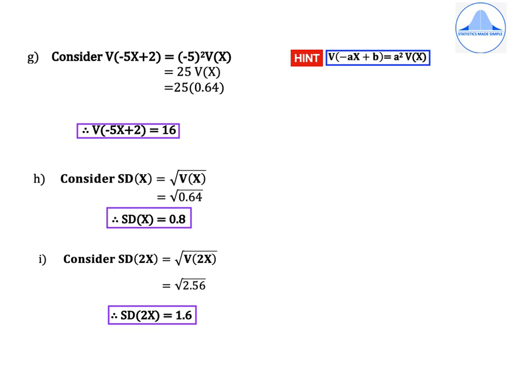The next result is consider SD of x, which is equal to root variance of x, which is equal to root of 0.64. Therefore, SD of x is equal to 0.8. The last result, consider SD of 2x. This will be equal to root of variance of 2x, and root of variance of 2x is equal to root of 2.56. Therefore, SD of 2x is equal to 1.6.